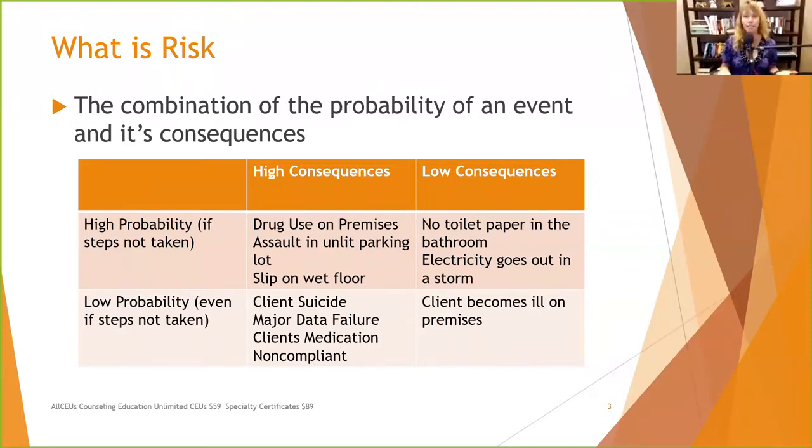Low probability with high consequences: client suicide, major data failure, or clients who are medication non-compliant, who destabilize and cause harm to themselves or others. So these are all things that we're going to start thinking about in terms of risk.